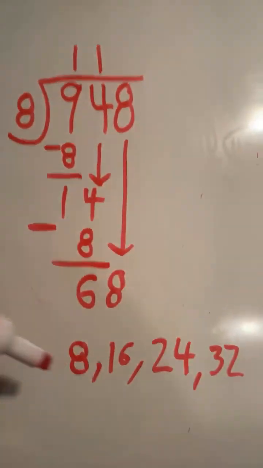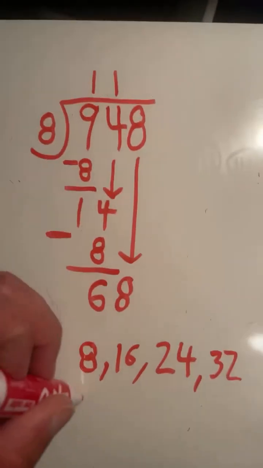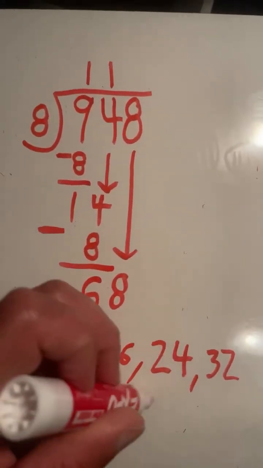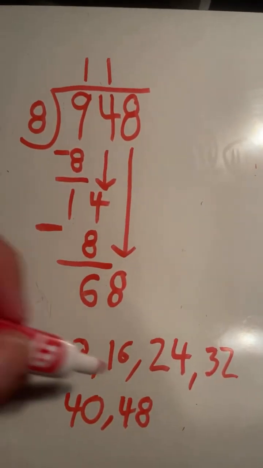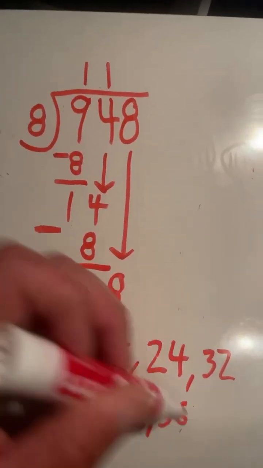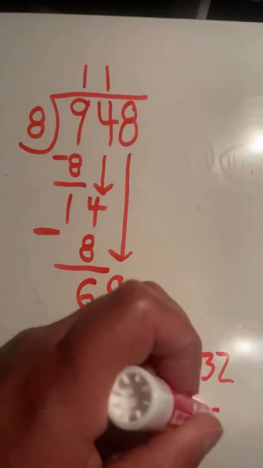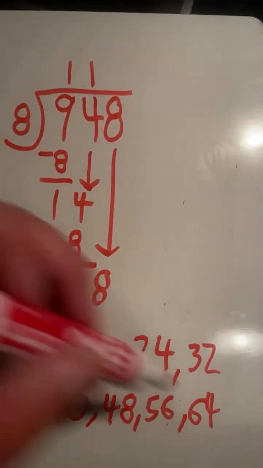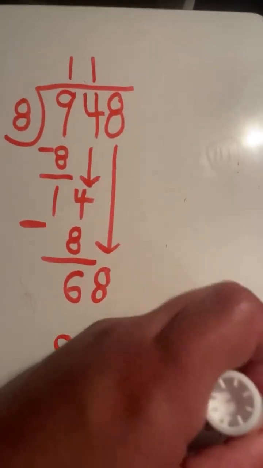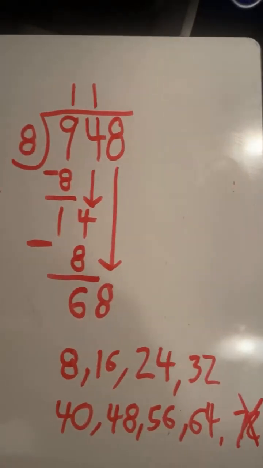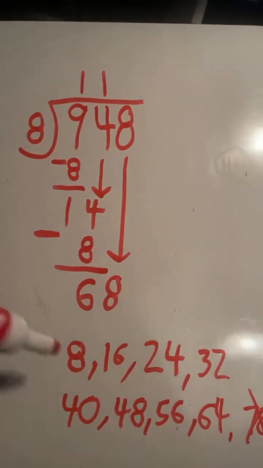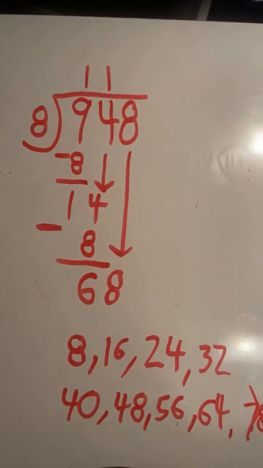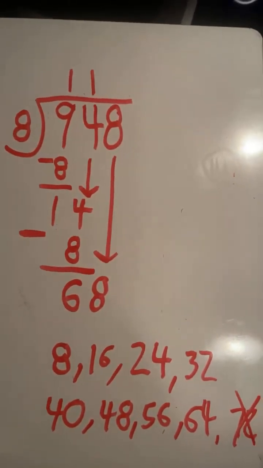32, four groups of 8. 40, we are now at 5 groups of 8. 48, 6 groups of 8. 56, 7 groups of 8. 64, 8 groups of 8. So we have 8 full groups of 8. If I count by 8 again, I'll be at 72, but that's too far, right? We'd be beyond the number 68. So we were able to get 1, 2, 3, 4, 5, 6, 7, 8 full groups of 8 within 68.